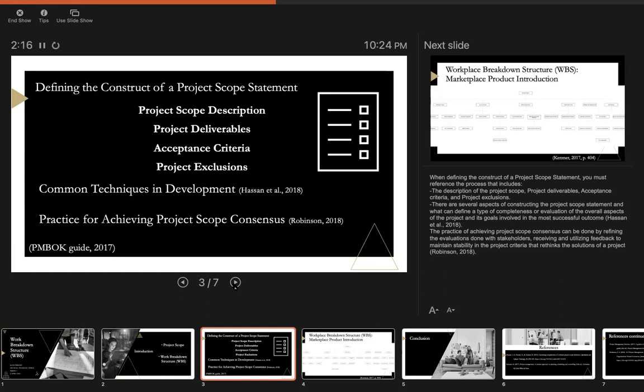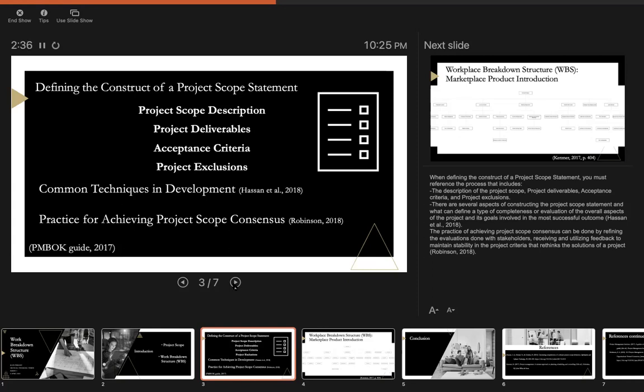There are several aspects of constructing the project scope statement and what can define a type of completeness or evaluation of the overall aspects of the project and the goals involved in the most successful outcome, which is obviously the goal throughout the entire project in each step.